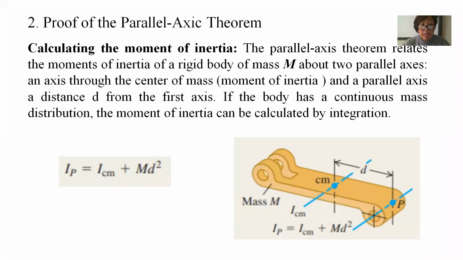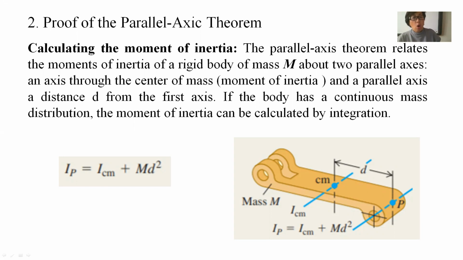Okay, and the second question, proof of the parallel axis theorem. Here we know the different moments of inertia for different shapes. We know the moment of inertia of the cylinder, of the thin rod, of the spherical shell, etc. But when we should calculate the moment of inertia, we use the parallel axis theorem.